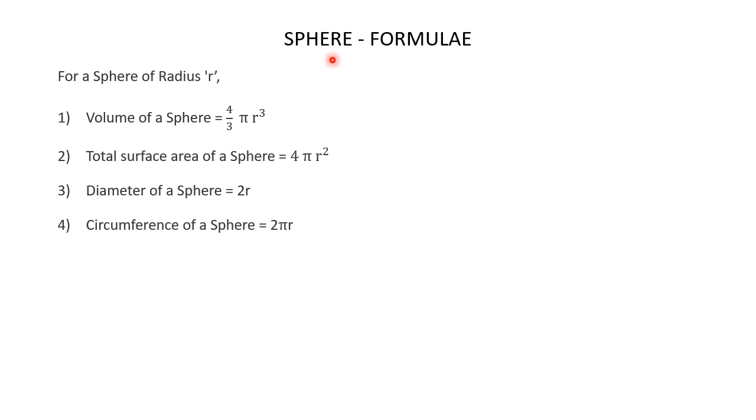Let's now learn about a few formulae of spheres. For a sphere of radius r, the volume of a sphere is equal to 4/3 pi r cubed. Total surface area of a sphere is equal to 4 pi r squared. Diameter of a sphere is equal to 2r. Circumference of a sphere is equal to 2 pi r. Remember these four formulae to solve problems on spheres.